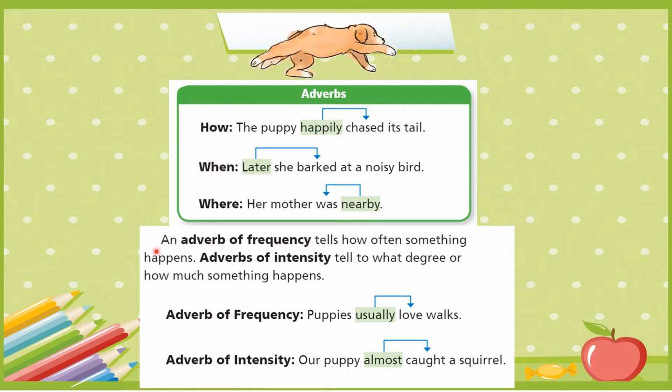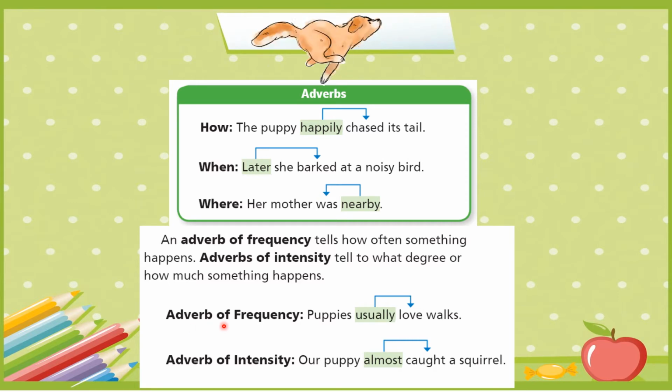Now we also have what we call adverbs of frequency. An adverb of frequency tells how often something happens, while adverbs of intensity tell to what degree or how much something happens. So we can better understand this by looking at a couple of examples right here.